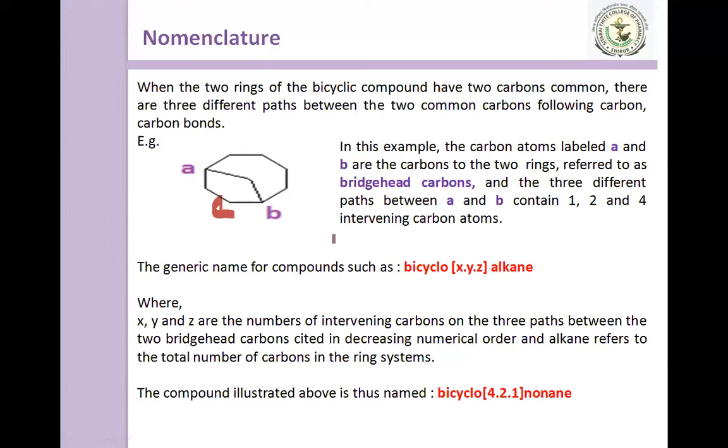So here, how many carbons are in the paths between these two common carbons? 1, 2, 3, 4. Write down 4, so X is 4. Now the second is 1 and 2, so Y is 2. And Z, the third path between A and B, how many carbons? Only 1. So write in decreasing order 4, 2, 1. Write it in square brackets, and as it is a bicyclic ring, write bicyclo 4, 2, 1. Total number of carbons is 9, so nonane. So the name for this ring is bicyclo[4.2.1]nonane. Getting this? Further we can discuss this in detail.